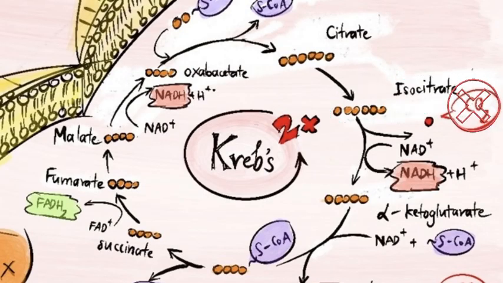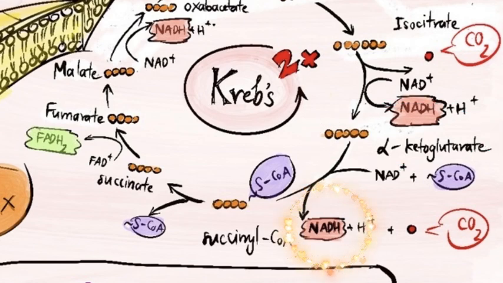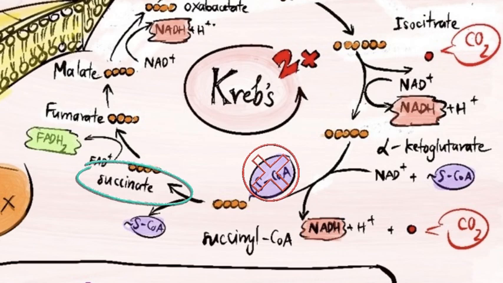Isocitrate loses one of its carbons in the form of carbon dioxide to create alpha-ketoglutarate, or alpha-KG, while donating a proton to NAD to create 1 NADH. Subsequently, alpha-KG reacts with CoA and loses one of its carbons in the form of carbon dioxide to create succinyl-CoA, while donating an electron and proton to NAD to create 1 NADH. Succinyl-CoA leaves its CoA tail to create succinate.